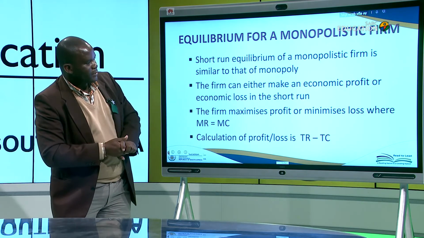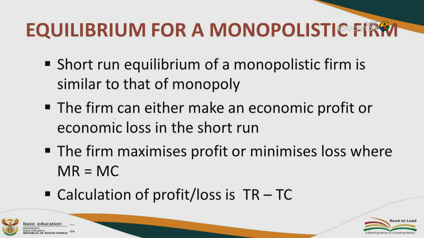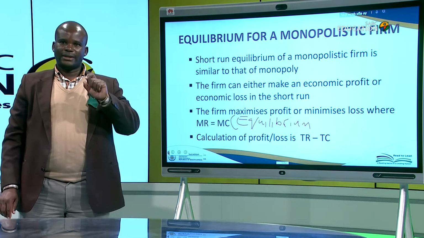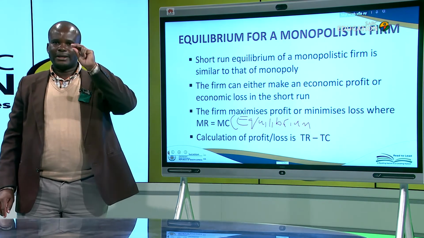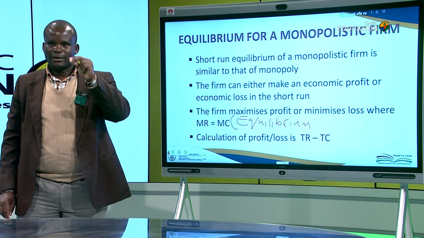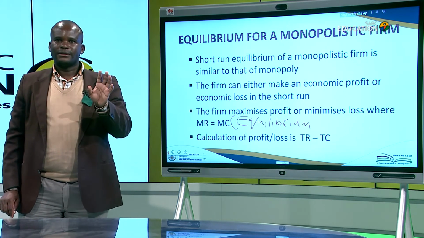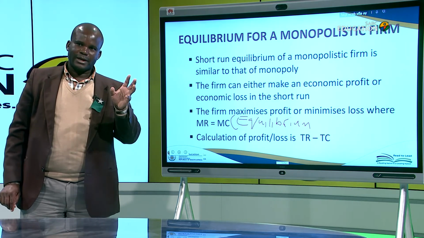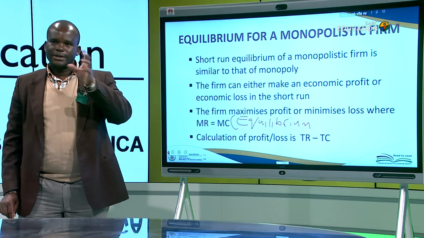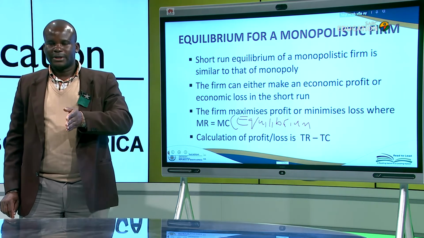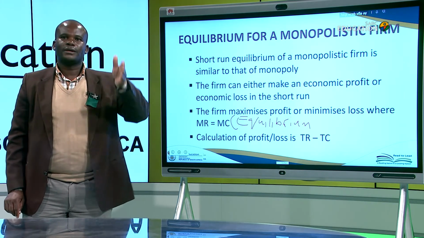The firm maximizes profit or minimizes loss where MR is equal to MC. So this becomes the equilibrium. So if a firm produces where its MR is equal to its MC, we say that firm is in equilibrium, and that is where the firm is maximizing profit. So nothing has changed. The analysis that we did under perfect market and what we also did under monopoly still remains. MR is equal to MC still remains our profit maximizing point.